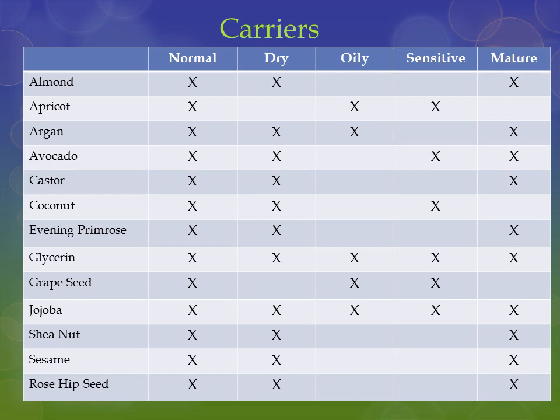So, for example, if you have oily skin, good choices for carriers would be apricot, argan, glycerin, grapeseed, or jojoba oil. Now, one thing you may want to take a look at is the jojoba oil. You'll see that it's actually good for all skin types. And that's because jojoba oil is the oil that is most like the oil that our bodies naturally make.